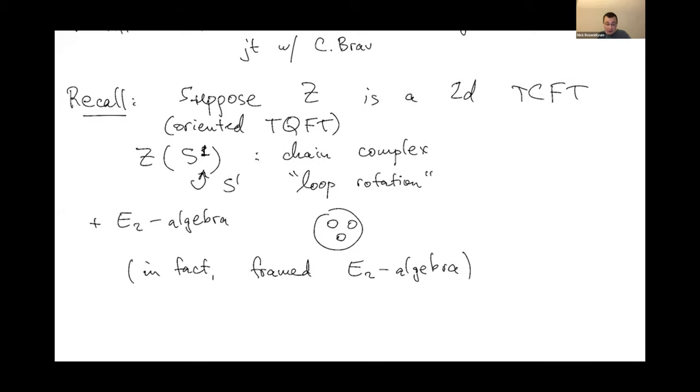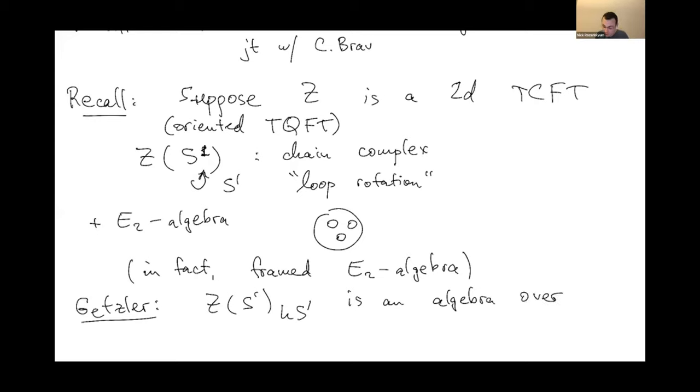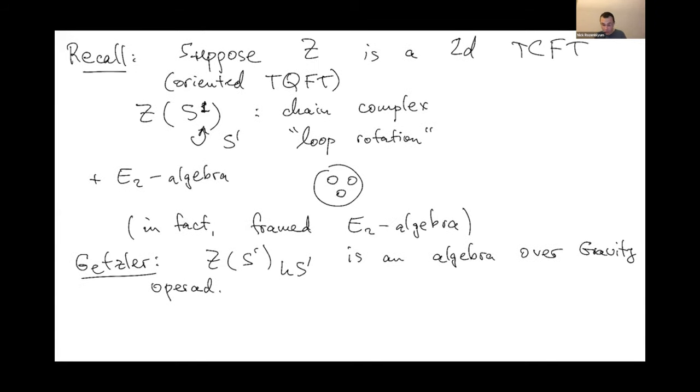But a consequence of such a thing, due to Ezra Getzler, is that in this situation, if you take the homotopy circle coinvariants, this is an algebra over another operad called the gravity operad. In some sense, this is the definition of the gravity operad, but it has various descriptions, the nicest of which certainly has to do with moduli spaces of genus zero curves. But there's a piece of the gravity operad, which is the shifted Lie operad. The way the gravity operad works is that there are infinitely many binary operations of various degrees. And the first one of these is a Lie bracket.